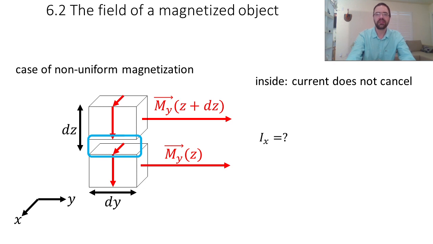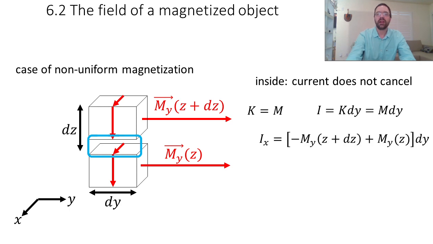And so again, let's calculate what it is. Again, we will use the surface current density, which is equal to the magnetization, so K equal M. And the currents are running perpendicular to a length dy, so I is equal to K dy, which is equal to M dy. So the current Ix is equal to minus My at z plus dz plus My at z, times dy. And again, this is because we sum up the contribution from the two blocks.